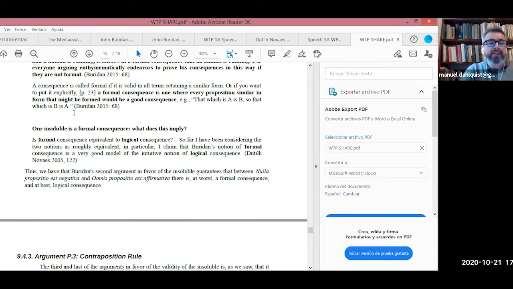But the insoluble is a formal consequence. What does this imply? I see two implications.